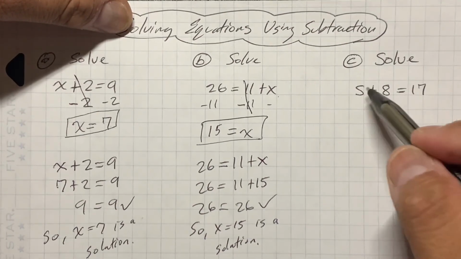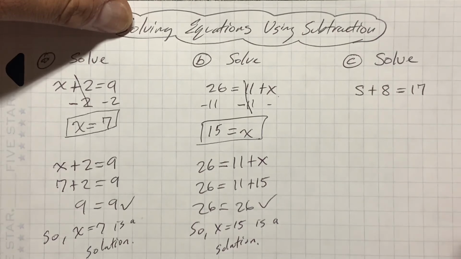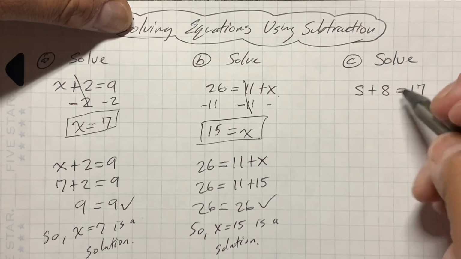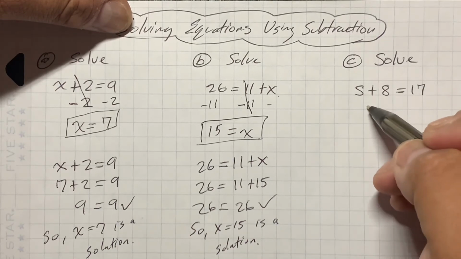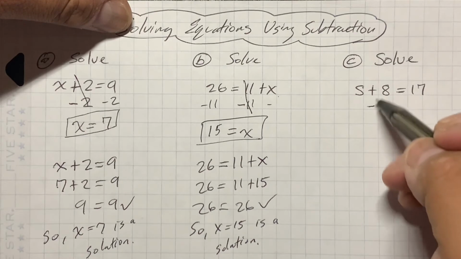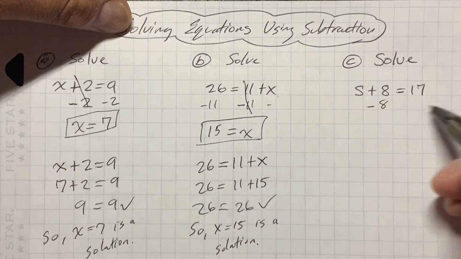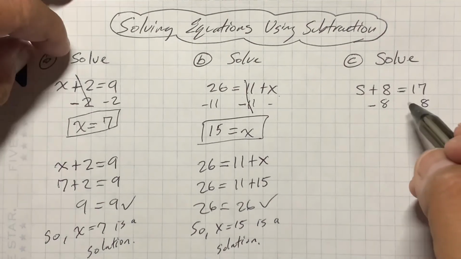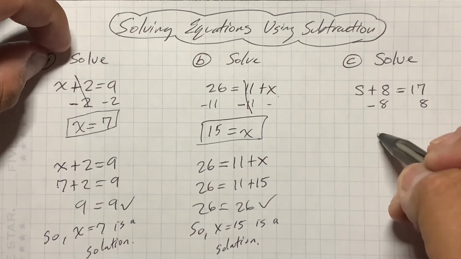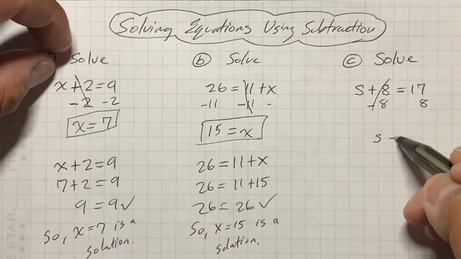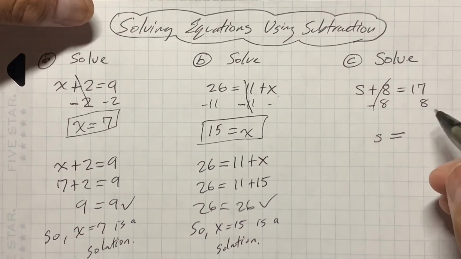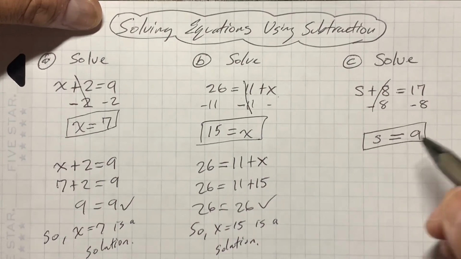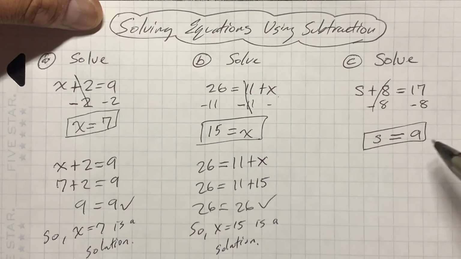This time we have s plus 8 equaling 17. We're going to subtract, because that's the inverse operation of addition, and we're going to subtract 8 from each side. 8 minus 8 is going to be 0, and we're left with s. These kind of cancel out. And 17 minus 8 is going to be 9. So our conjecture is that s equals 9.